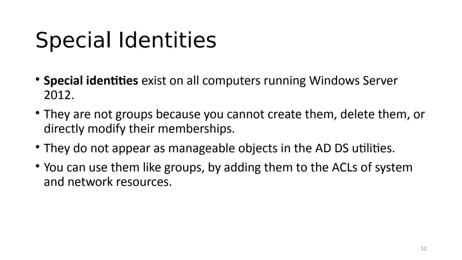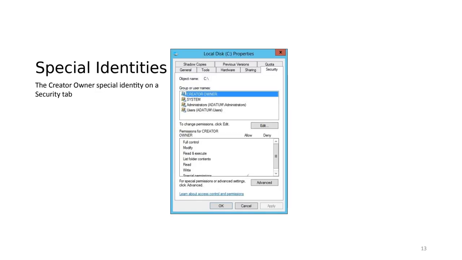Special identities. These are not groups because you cannot create them or delete them. And they do not appear as manageable objects. But you can use them like groups by adding them to the ACL of system and network resources. These are some examples of special identities.